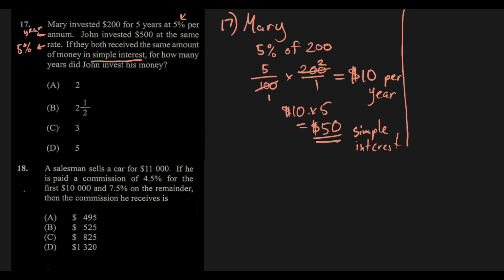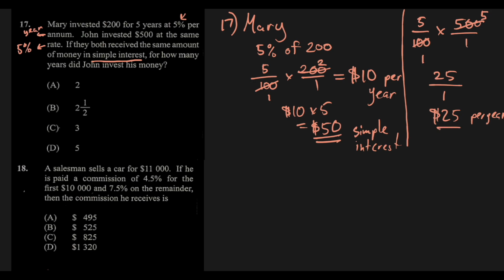So the question is, what about John? John invested $500 and he got this same $50. So we need to figure out what John got paid per year. That would be 5% because he got the same rate. So 5 over 100 times 500 over 1. 100 goes into itself once, 100 goes into 500 5 times. 5 times 5 is 25, 1 times 1 is 1. So therefore, he had $25 per year.